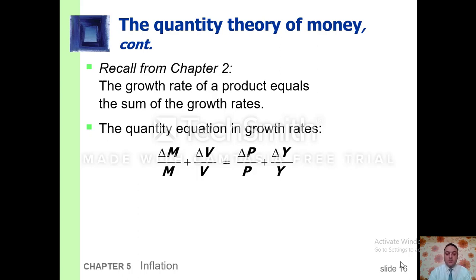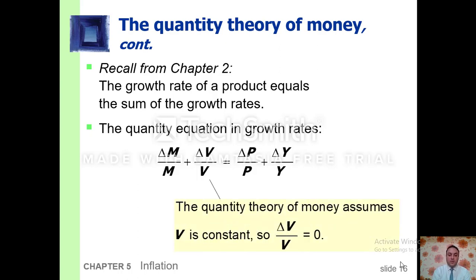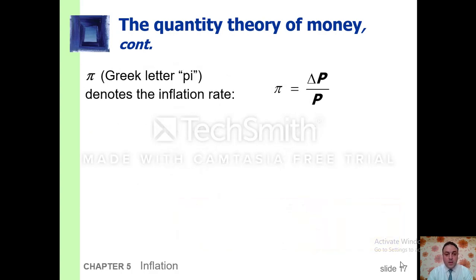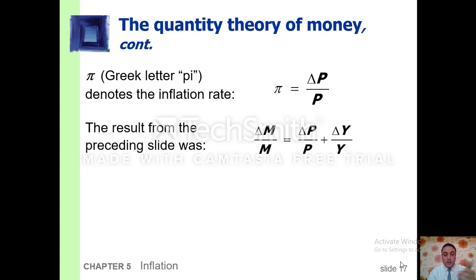The quantity equation in growth rates will be the change in the money supply plus the change in velocity, but now the velocity is constant, so it will be 0, there's no change, and will equal the change in prices plus the change in the quantity of the output. The Greek letter pi denotes the inflation rate. We know that the inflation rate is the percent change of prices.